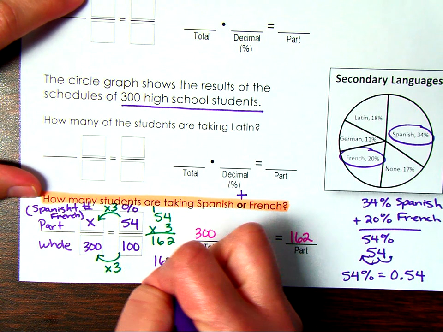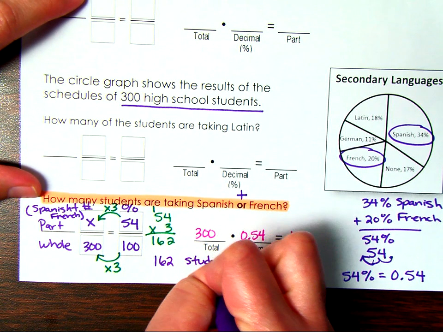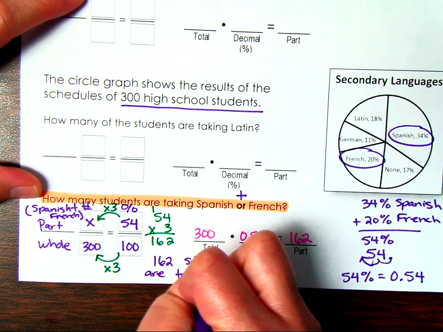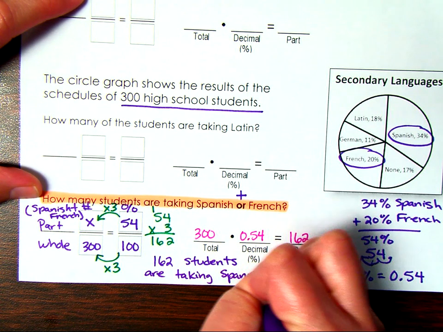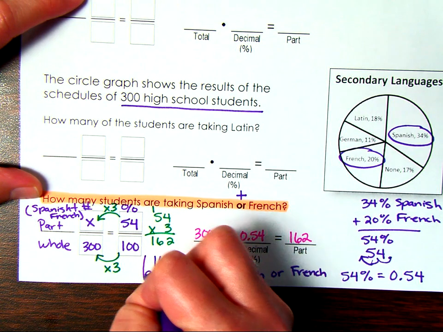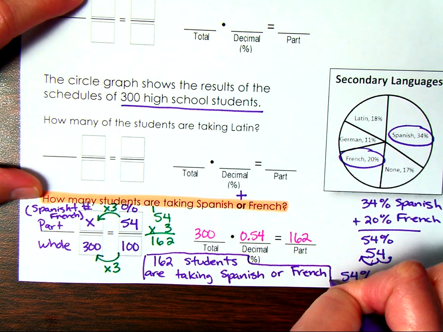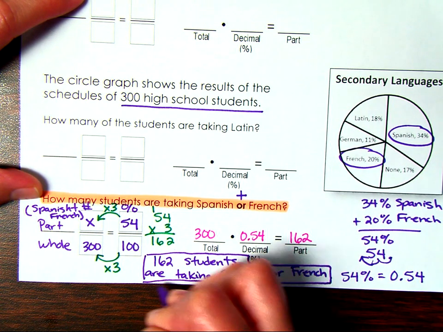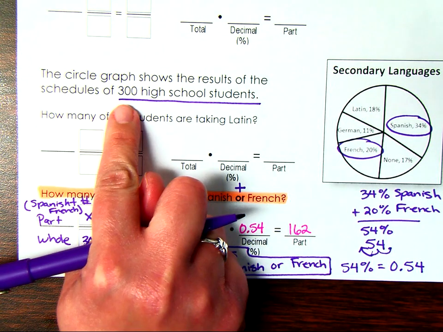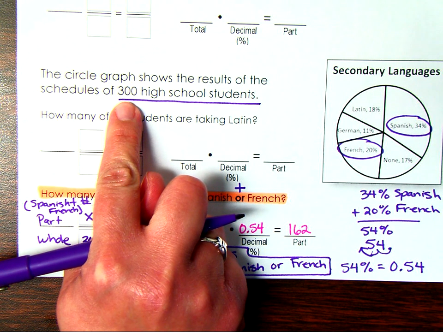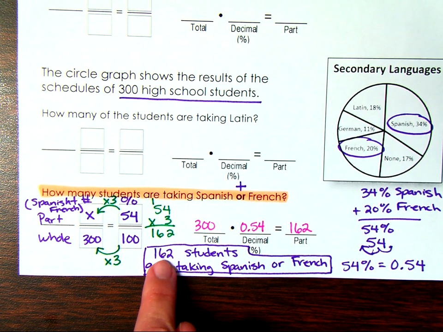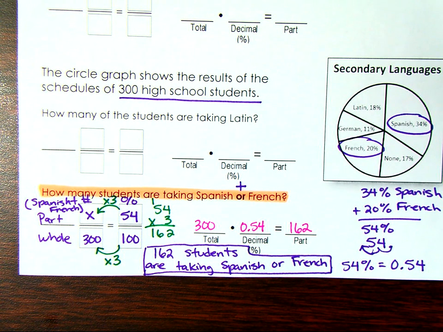So we're going to say 162 students are taking Spanish or French. So here again, before we even did any math on this problem, we could have maybe done a little bit of mental math, because once we figured out the total percent was 54, well, 50% is half. Half of 300 is 150. This is a little bit more than 50%. And look, this answer needed to be more than 150 students. So that's something to think about as you're working.